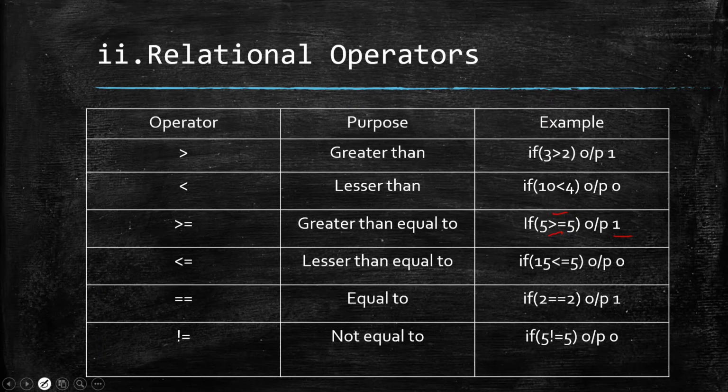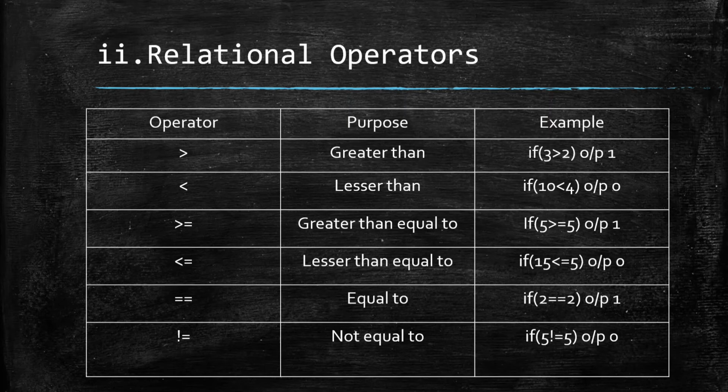Next is our lesser than or equal to operator. So if 15 lesser than or equal to 5. The same procedure is followed. First it will check for lesser than and then it checks for equal. So is 15 lesser than 5? No, it's false. Is 15 equal to 5? No, it's false again. So since both the operators are false, the output is 0. 0 denotes false and 1 denotes true.